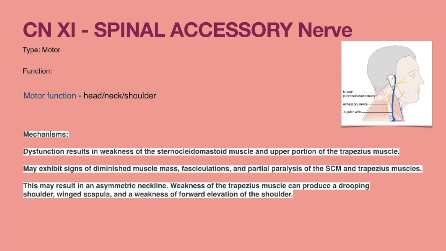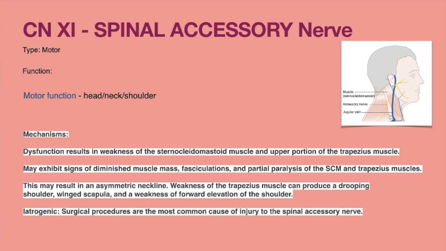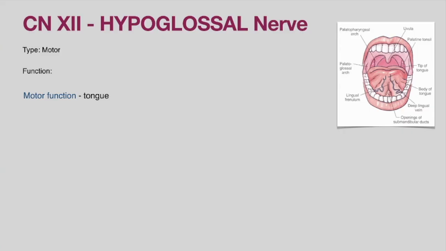So when you're looking at your observation and you're seeing that, again, that would be a reason to consider putting cranial nerves into your examination procedures. It's rare, and it seems that surgical procedures are one of the most common causes of injury to the spinal accessory nerve, so that's probably one of the more rare ones that you may see.